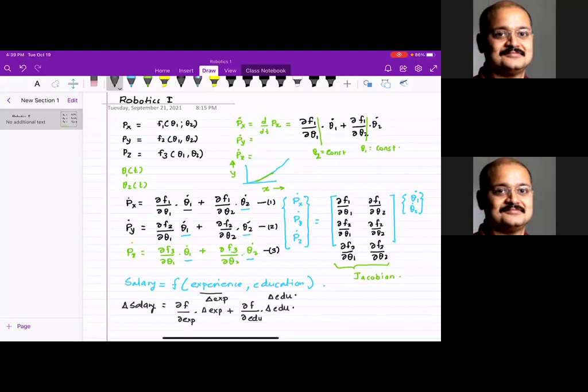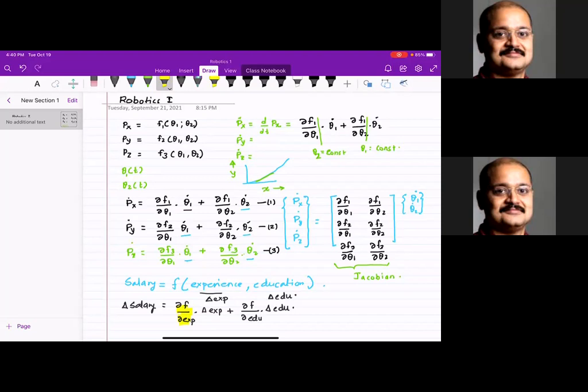And if you think about it, these are sort of the weighing factors, so important factor. In some jobs, the experience is more important. So basically, this partial f by partial experience is going to be a bigger number. In some jobs, like surgery, education is very important, so you need to have a higher delta in education. In some jobs, both of those are equally important. So basically you can get a higher salary by increasing the experience and increasing the education.